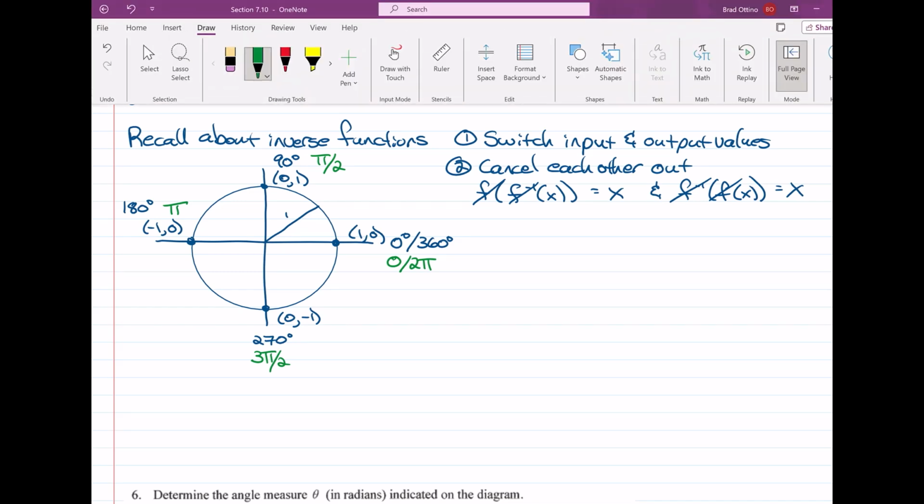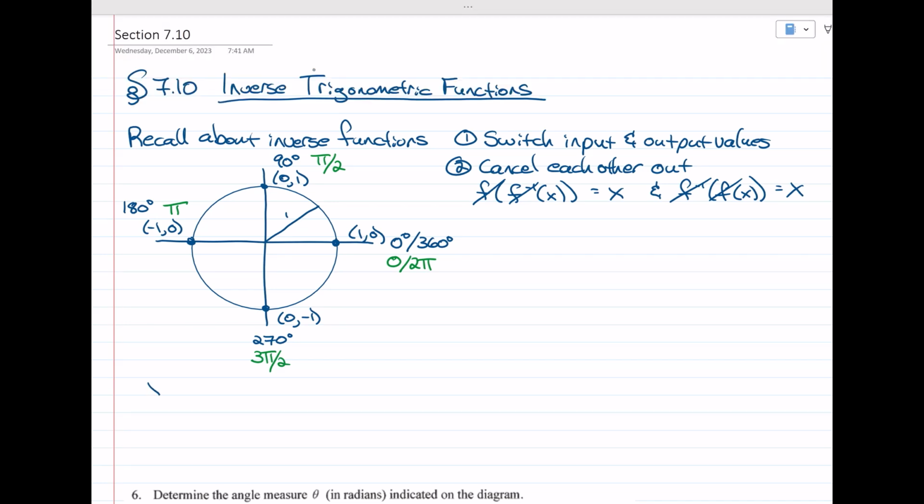We also know that the x value of any of those points along the circumference represents the cosine of theta. Y represents the sine of theta, assuming the radius is 1. And then y divided by x is called the slope, which would also be the tangent of theta.